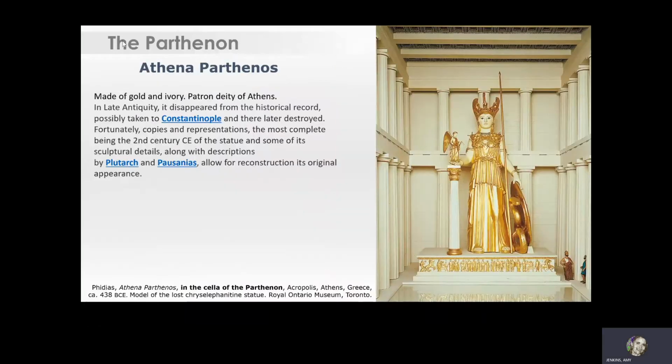Here's the Athena Parthenos. It's made of gold and ivory. It's a patron deity of Athens. In late antiquity, it disappeared from the historical record, possibly taken to Constantinople, and there later destroyed. Fortunately, there are copies and representations, and so they were able to reconstruct it to make this sculpture. Originally created by Phidias, the Athena Parthenos was in the cella of the Parthenon on the Acropolis in Athens, Greece, circa 438 BCE.